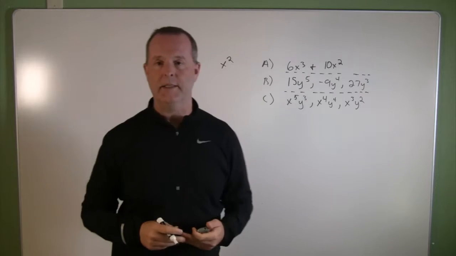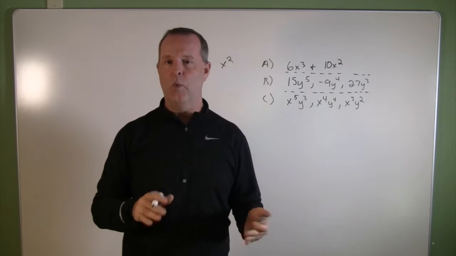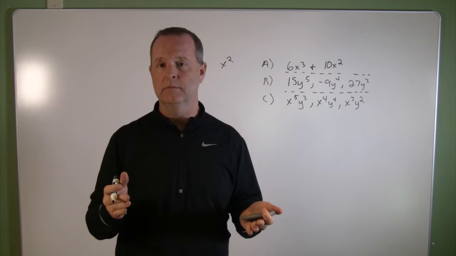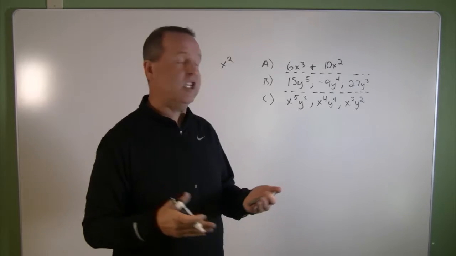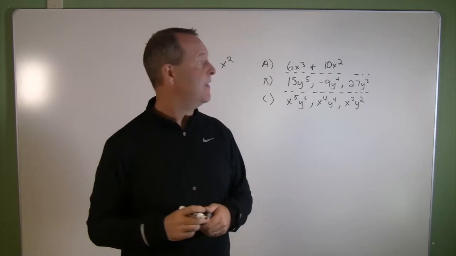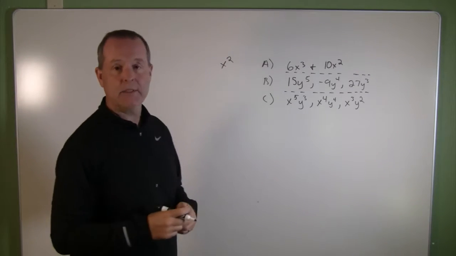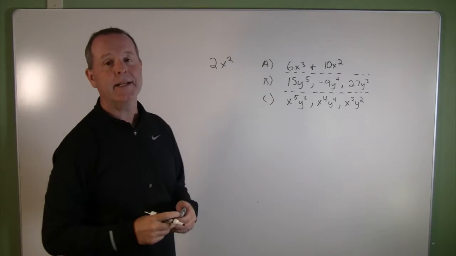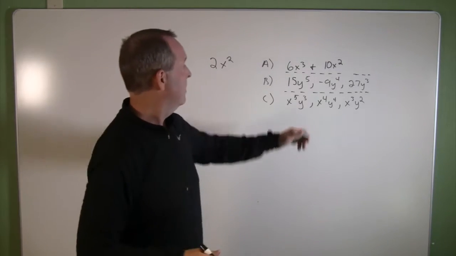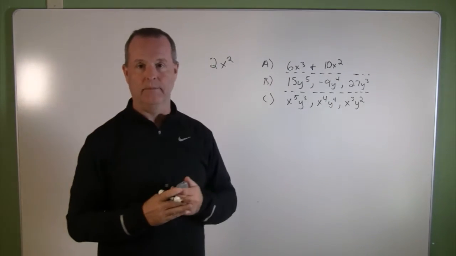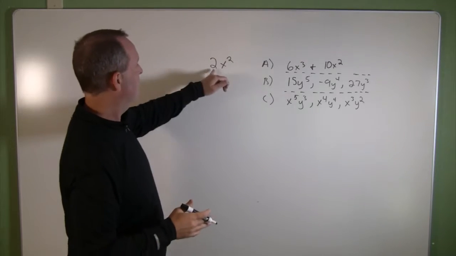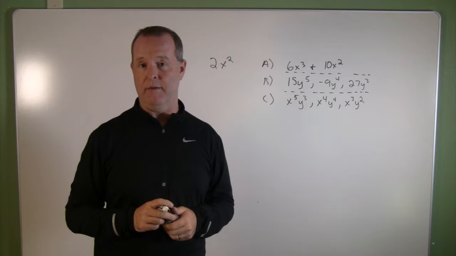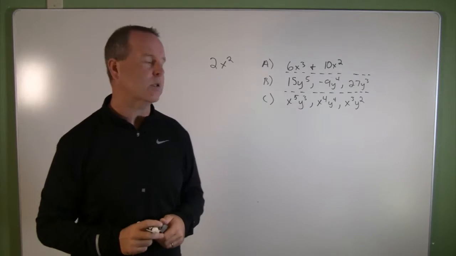Then I look at the constants, 6 and 10. What factors of 6 and 10 are common with each other? Well, I think just a 2. 2 is the only thing that's common to both of those particular constants. So I know that 2 is my greatest common factor within this term and that term. Therefore, 2x squared is my complete greatest common factor. All right, let's go on to the next one.